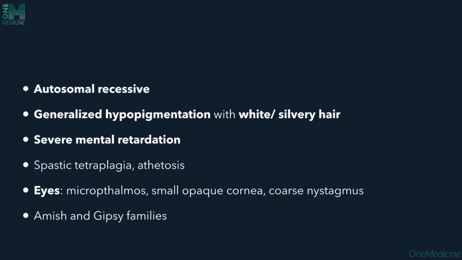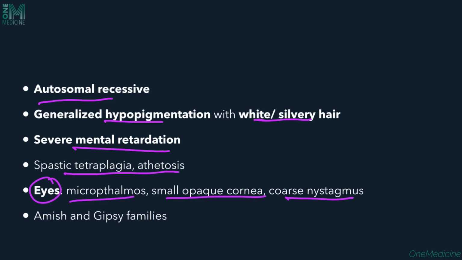Cross syndrome or Kramer syndrome, autosomal recessive: hyperpigmentation with white silvery hair, then severe mental retardation, they will have spastic tetraplegia, athetosis. Eyes will have microphthalmia, small opaque cornea and nystagmus. We see this condition in Amish and gypsy families.